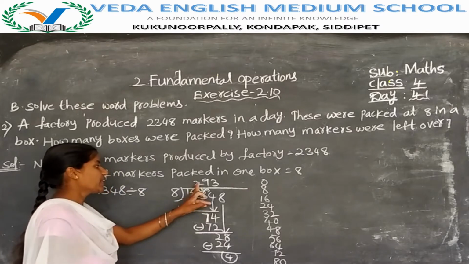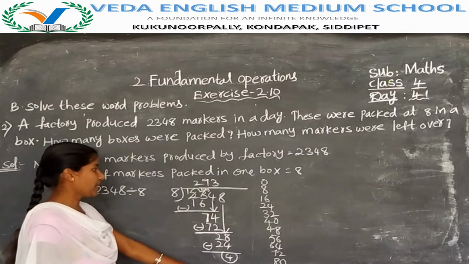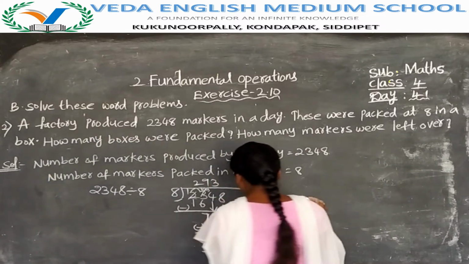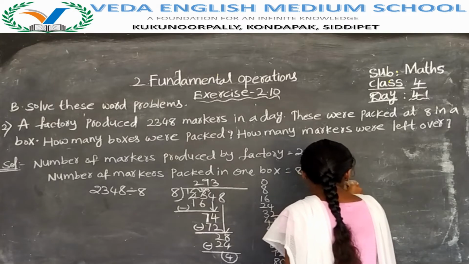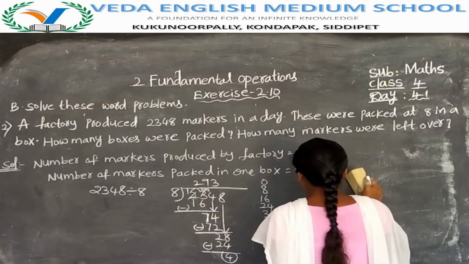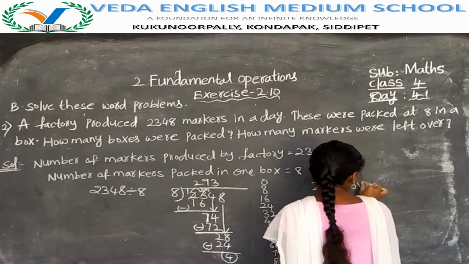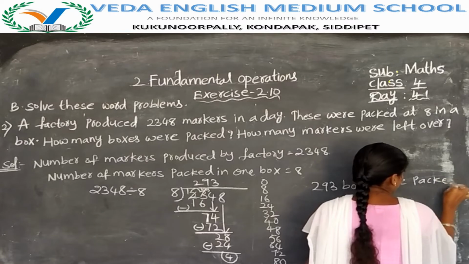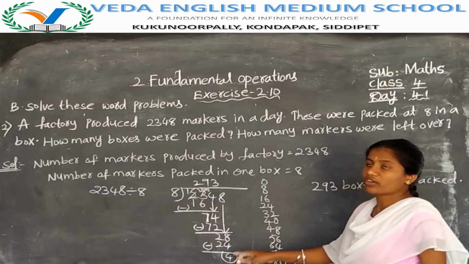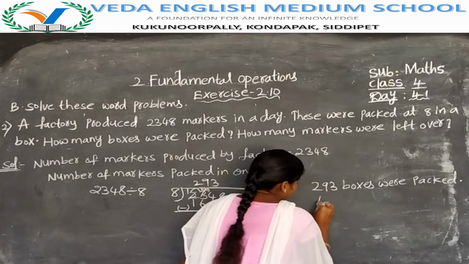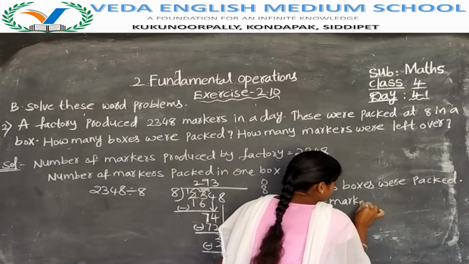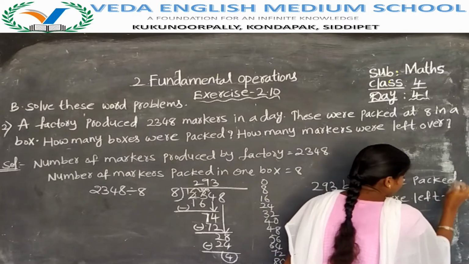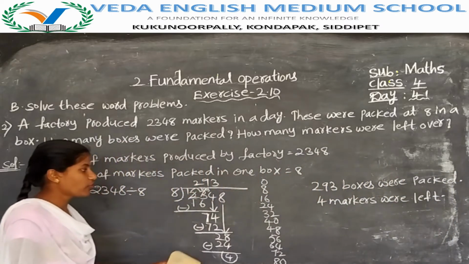So 293 boxes were packed and 4 markers were left over. Now right here, 293 boxes were packed. How many markers were left over? 4 markers were left. Means 4 markers were left.